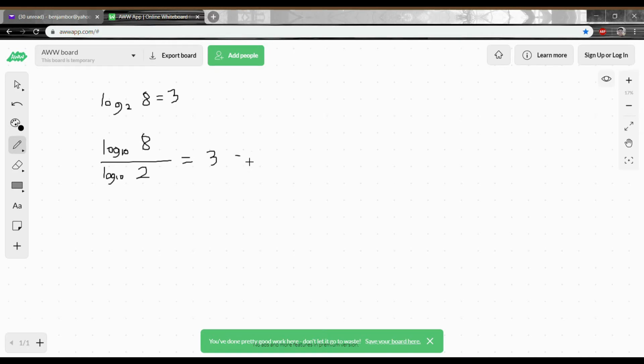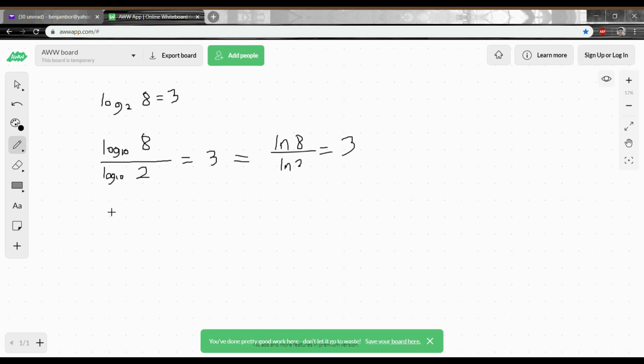And we can also write this in natural logarithm terms. So if we were to take the natural logarithm of 8 and divide it by the natural logarithm of 2, it would also equal 3. That is the end of 9.3 content.